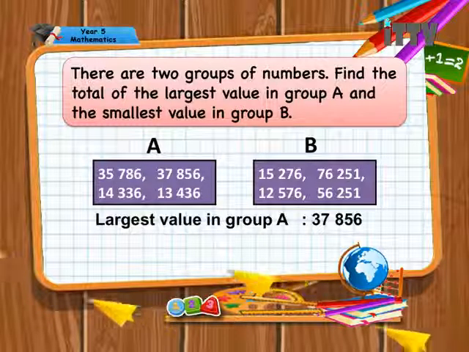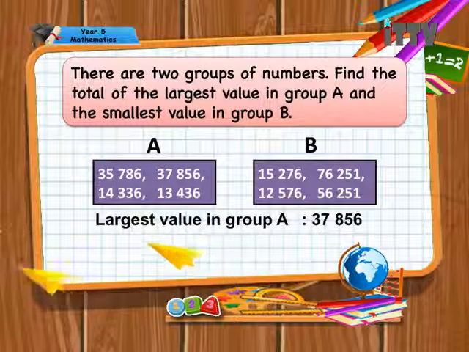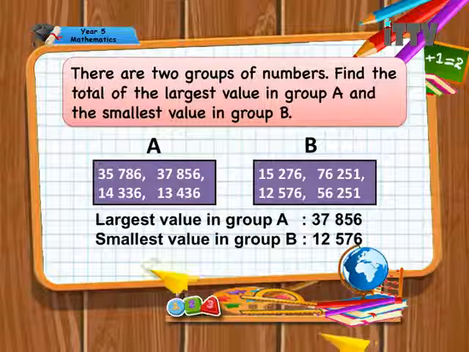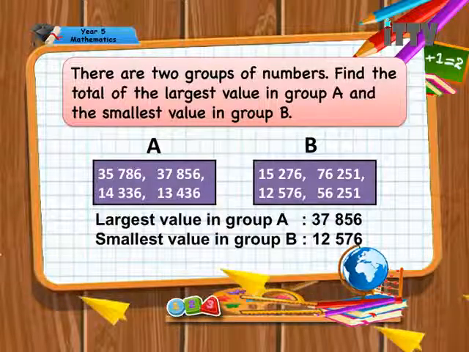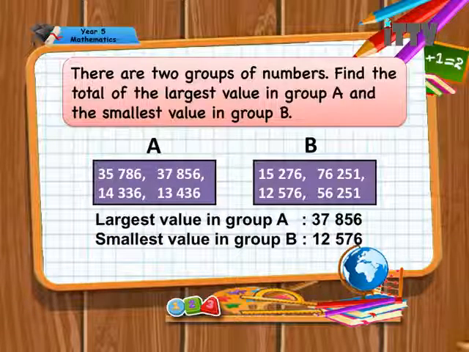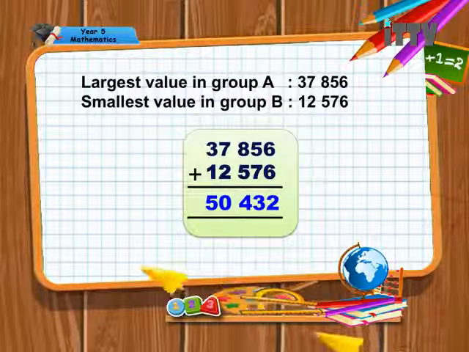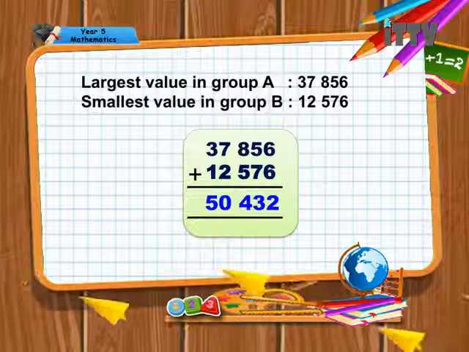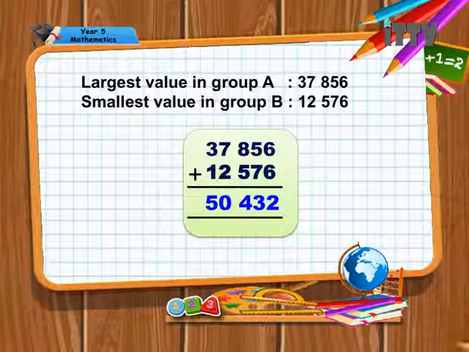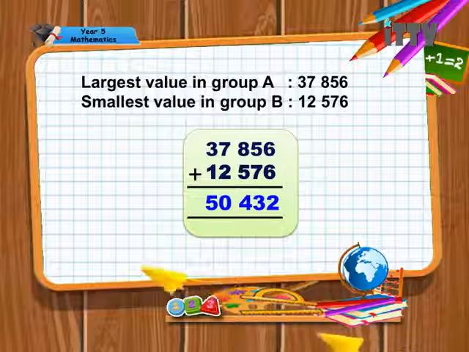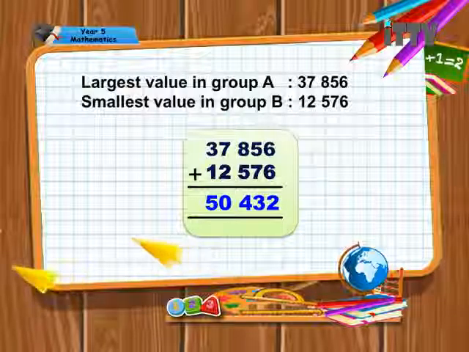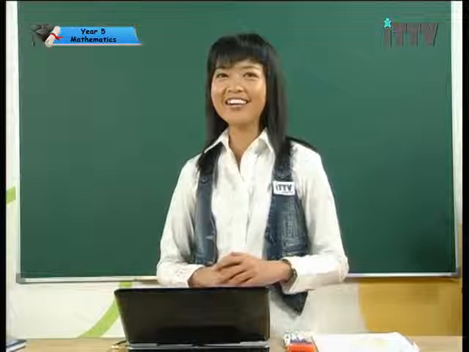How about the smallest value in group B? Which is the smallest one? 12,576. Now the question wants us to find the total. So we have to add both of them together. So it goes like this. When we put them together, we write them in the vertical form. It looks like this. So we add it from the right to the left. So we have 50,432. Good. Doing well so far?